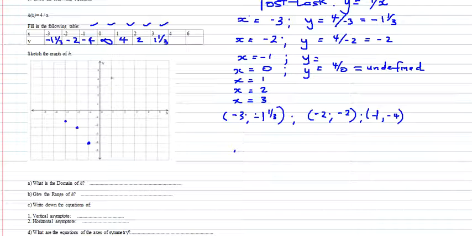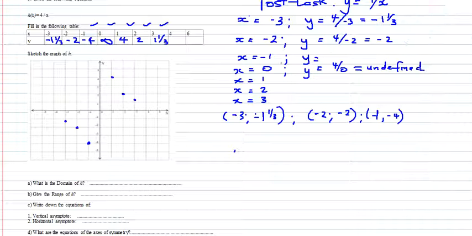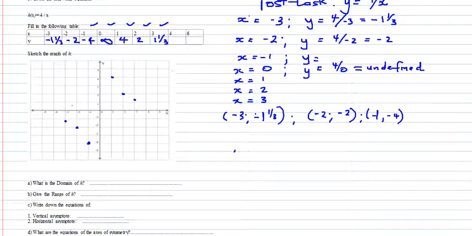When x is 1, we'll obtain y equal to 4. When x is 2, y is equal to 2. When x is 3, y is 1 and 1/3, so 1 and 1/3 will be just above 1, which will be a point there. Okay, now what we are going to do is join the points to obtain the graph for this function y equal to 4 over x.